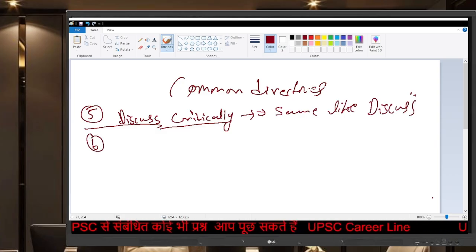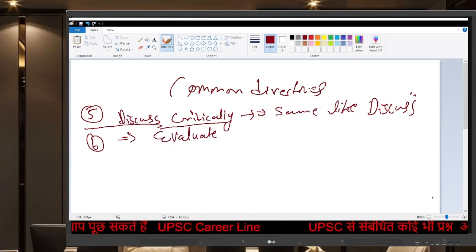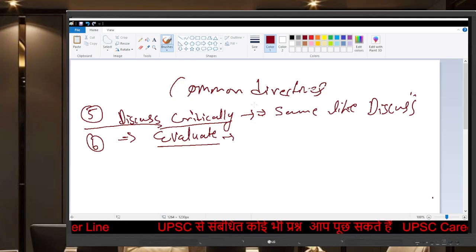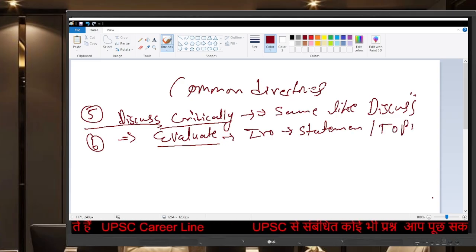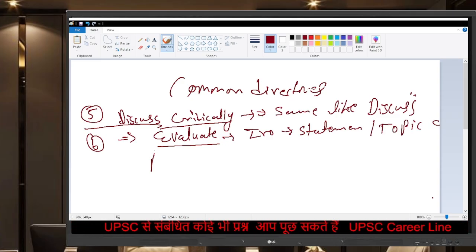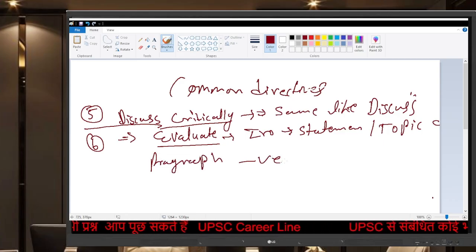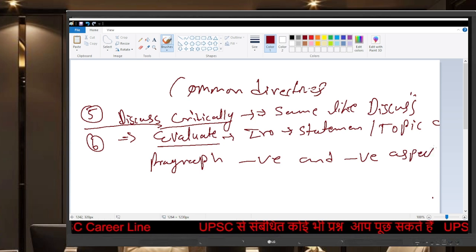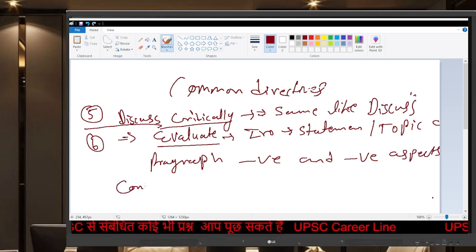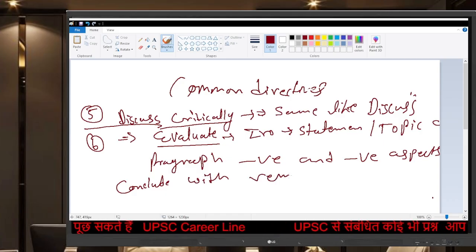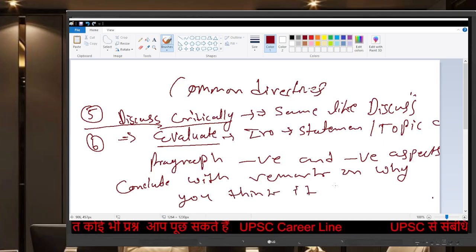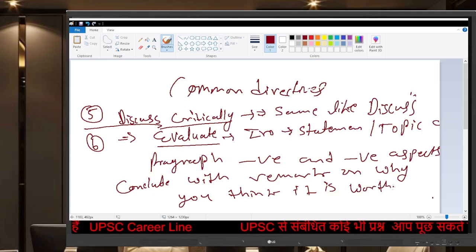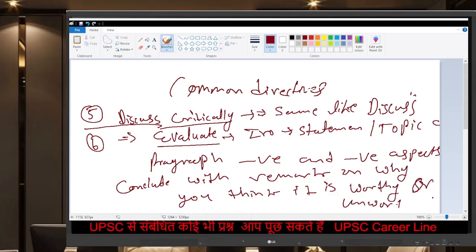The next common directive, the sixth, is evaluate. You can introduce the statement, and then break into paragraphs covering positive and negative aspects, and conclude with a remark on why you think it is worthy or unworthy. That completes 6 common directives.